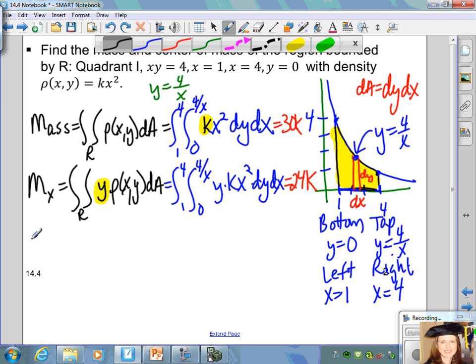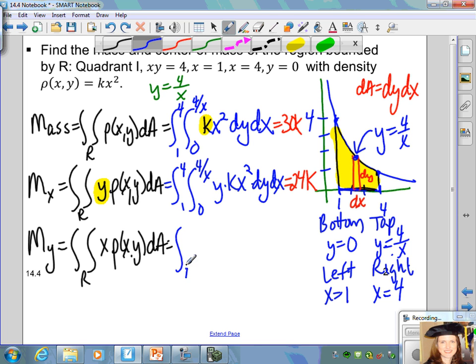The last integral that we need to set up is the moment with respect to the y-axis. That's going to be a double integral over R of the distance from the y-axis, which is x, times your density, rho of xy, times your differential area. So this ends up being, again, the same bounds of integration, from 1 to 4 and from 0 to 4 over x. The only difference here is that we have that x times the density, so it's going to be x times k x squared dy dx. And then again, if you work that out, you get 84k as the moment with respect to the y-axis.